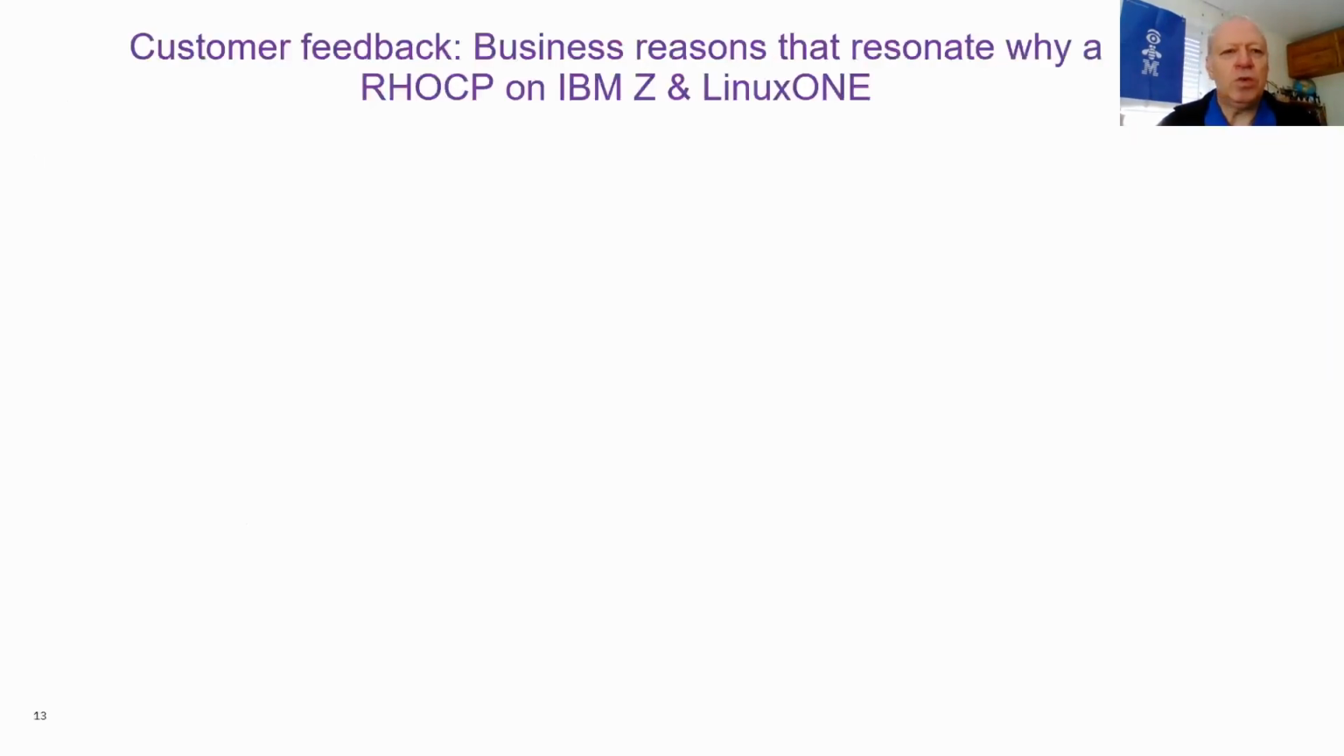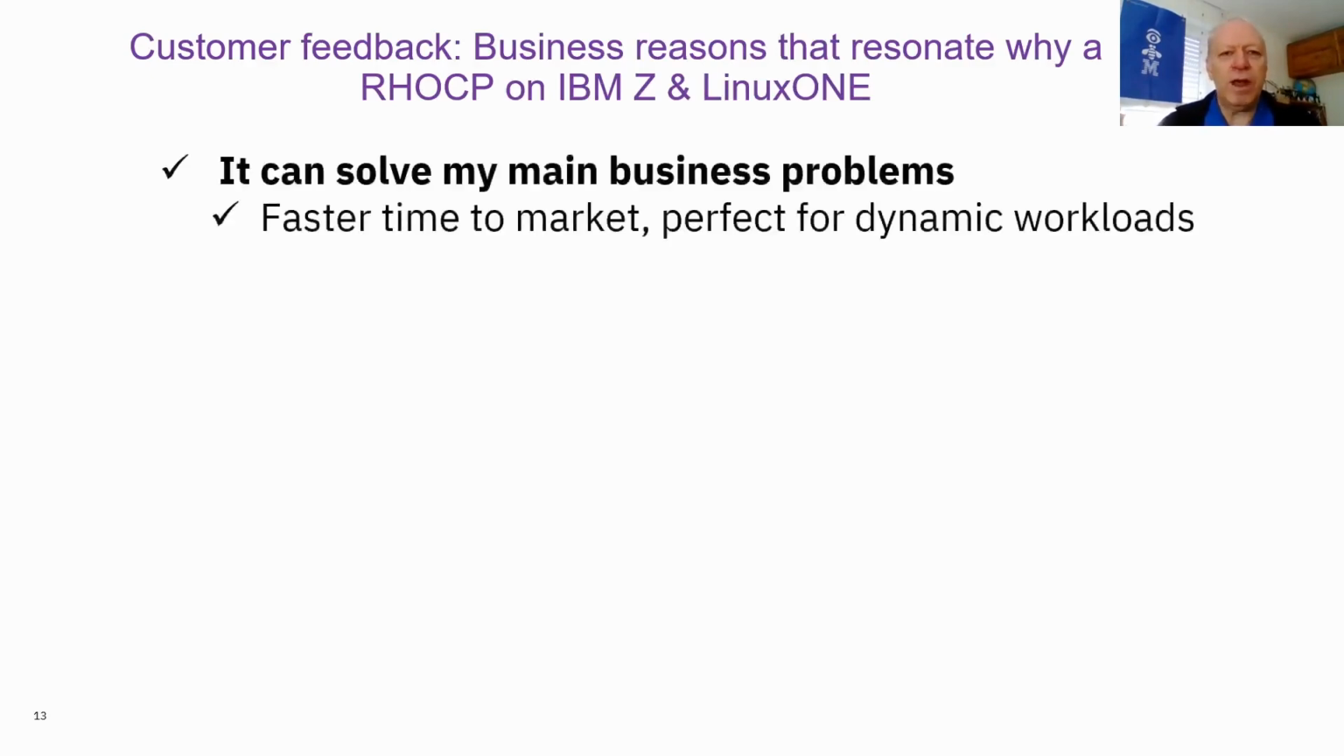And with that, we got customer feedback, and I can tell you we have a high number of customers right now that are introducing OpenShift. We're talking about nearly 300 projects we're working on right now. Customer feedback on business reasons that resonated, why they are looking at OpenShift on IBM Z and Linux One. Number one was the need for faster time to market, or high dynamic workloads. From last year's happenings with COVID and so on, we know that dynamic workloads might be unpredictable. We might have more dynamic workloads in different areas than we had before.